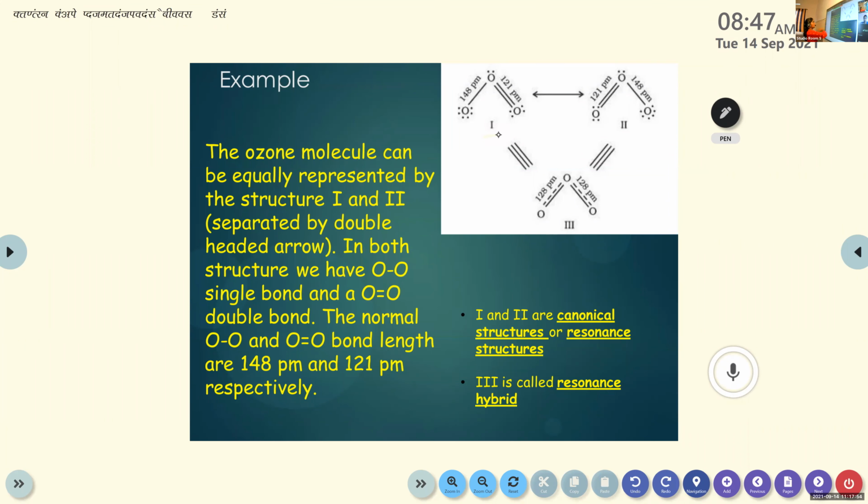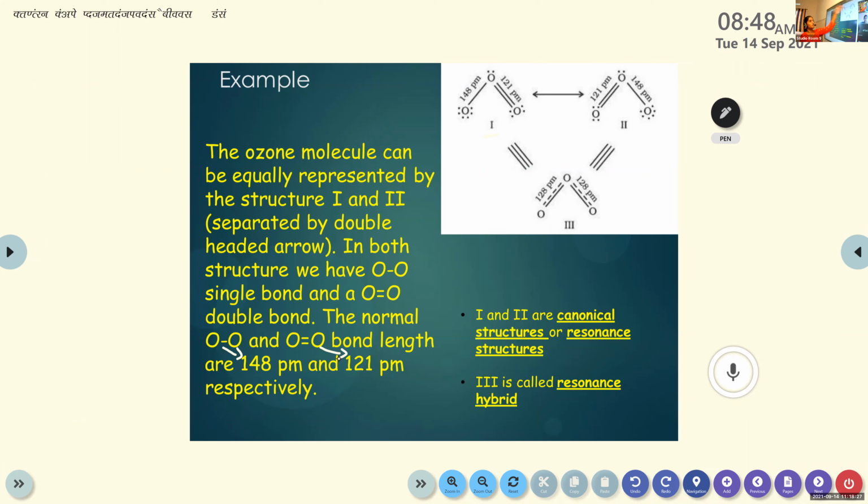So the ozone molecule can be equally represented by structure 1 and 2. Okay, they are separated by a double-headed arrow. In both the structures, we have an oxygen-oxygen single bond and an oxygen-oxygen double bond. The normal oxygen-oxygen single bond and oxygen-oxygen double bond lengths are 148 picometer and 121 picometer respectively.